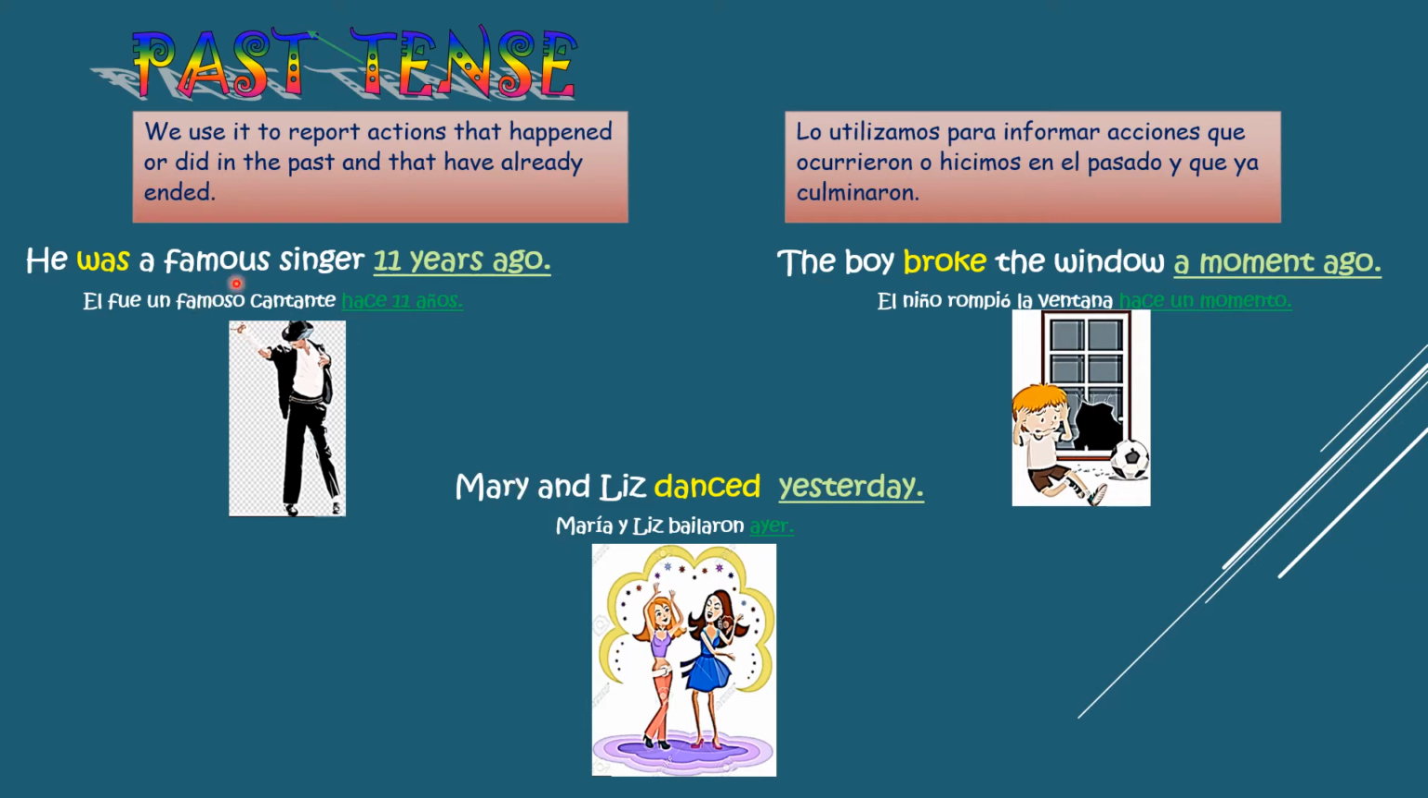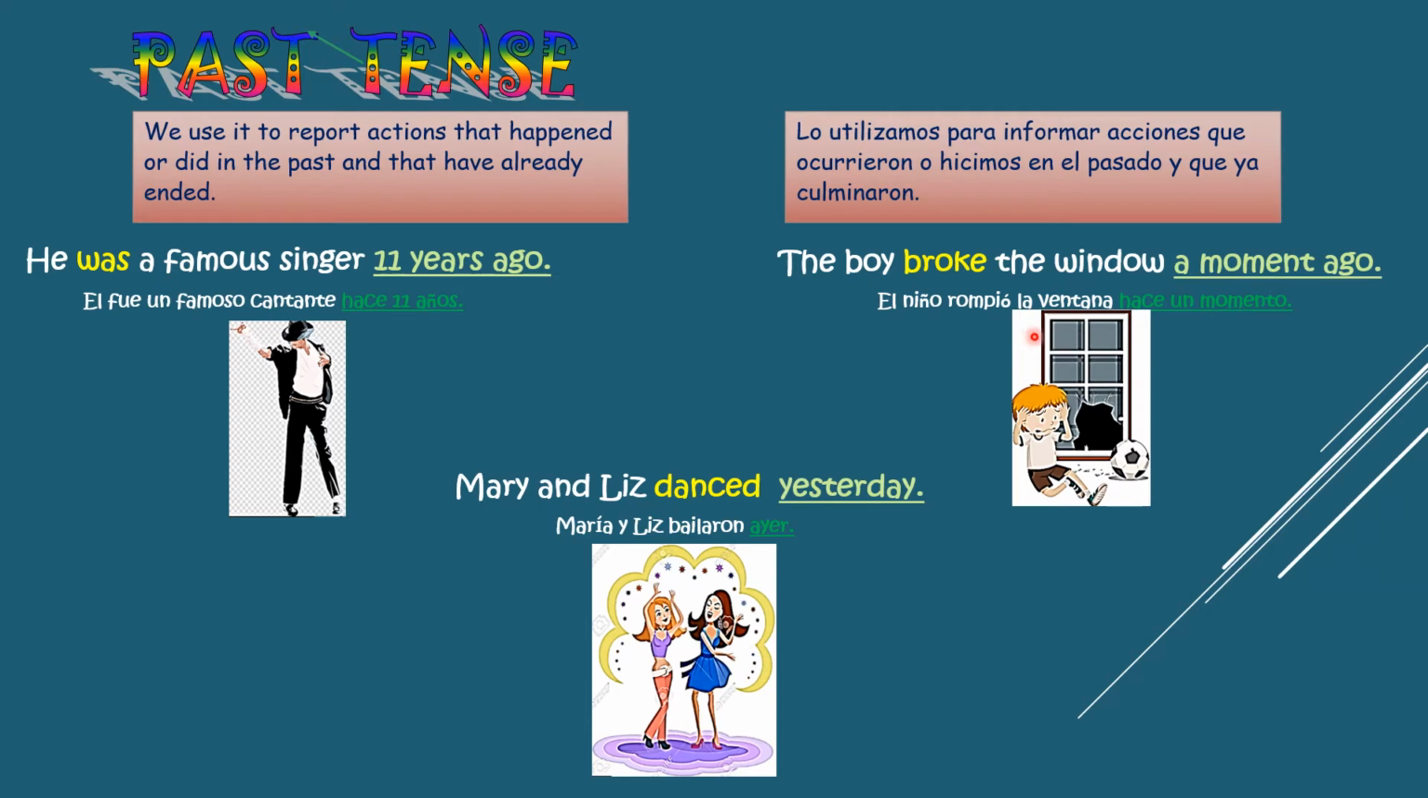Notice, he was a famous singer 11 years ago belongs to the last unit. Pertenece esta oración a la unidad anterior. Here we have the verb was. Notice, he was. It is an affirmative sentence. Note aquí tenemos el verbo was. He was a famous singer 11 years ago. Es una oración afirmativa.